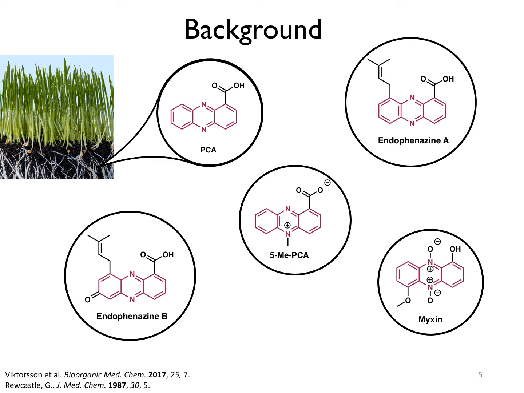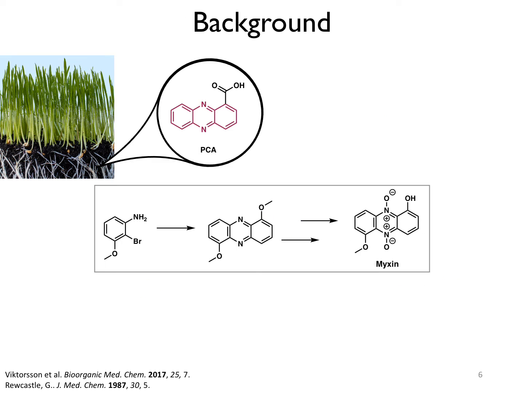Some of these have already been synthesized. Myxin was synthesized by Vicketson et al., using what we call a cross-coupling. So we take two identical pieces, link them together, and go through this symmetrical intermediate that we can then mess around with and manipulate to get to the non-symmetrical product, myxin.